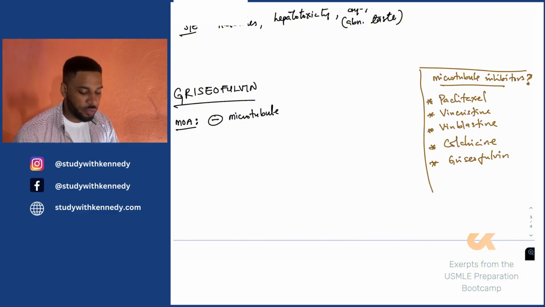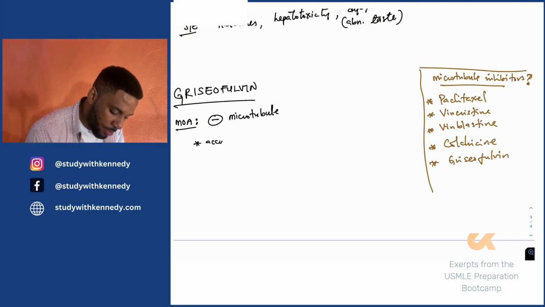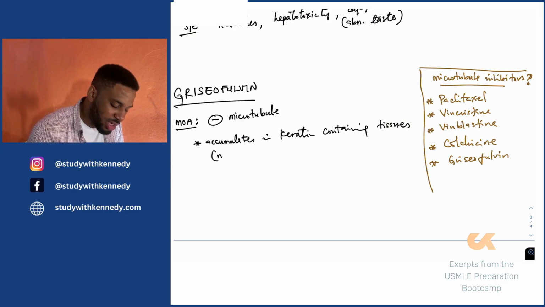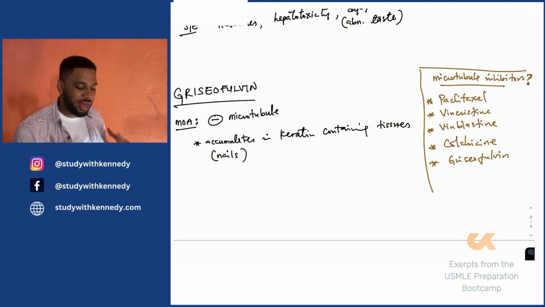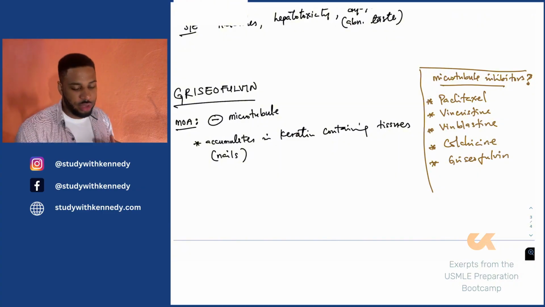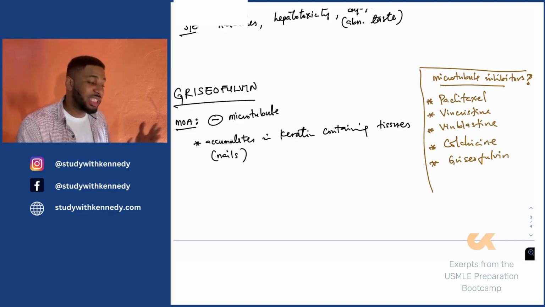When people take griseofulvin, it loves keratin-containing tissues. So your nails, for example, griseofulvin will love the nails. It accumulates in keratin-containing tissues. Now, if it's accumulating in keratin-containing tissues, it only makes sense that you're going to be using griseofulvin for fungal infections related to the nails, right? Like, again, onychomycosis.